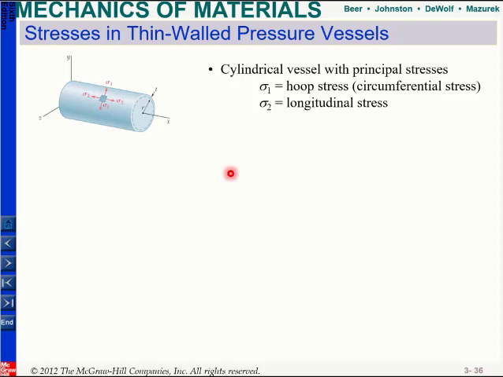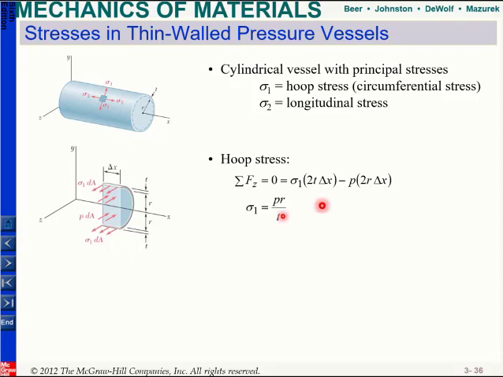So if you want to find this sigma 1 and sigma 2, we need to use our equilibrium equation. If we cut the tube and look at this section, whenever we cut it, it should be in equilibrium. So we will write the equilibrium along the z direction. We have this inside pressure, and pressure times area will give me my force due to that pressure.